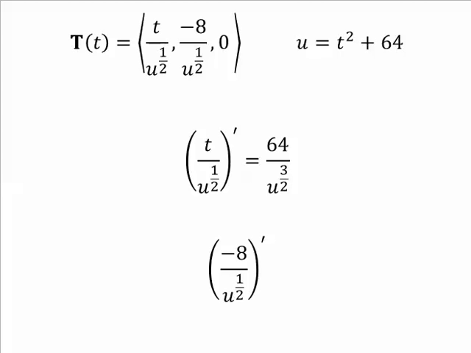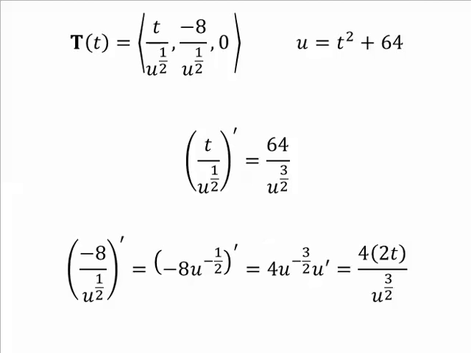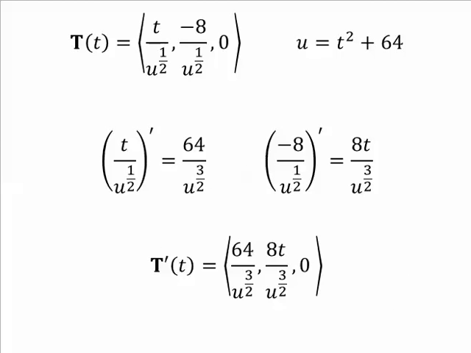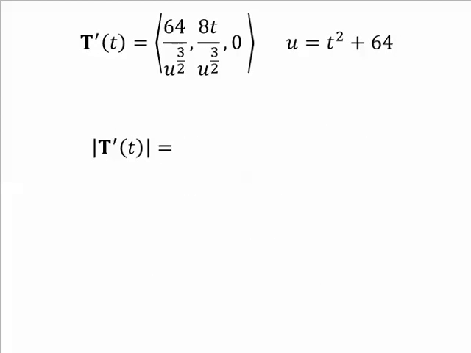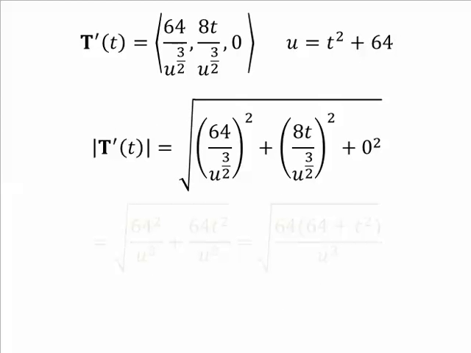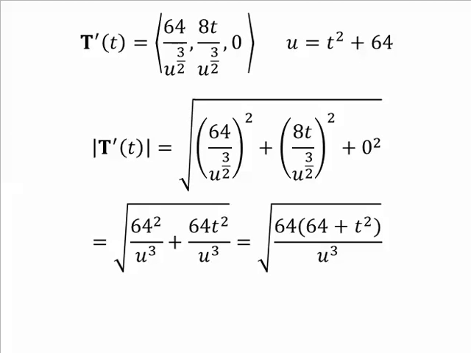Fortunately, the second component is not nearly as difficult. I just rewrite it and use the power rule and the chain rule, and this is what I get. All right, so then I've got the derivative of my first component, I have the derivative of my second component, and so finding t prime then is pretty easy. All right, so what about the length of t prime? Well, what's the definition of length? The square root of the sum of the squares. And u to the 3/2 squared is just u to the 3. And so that works out pretty nicely.